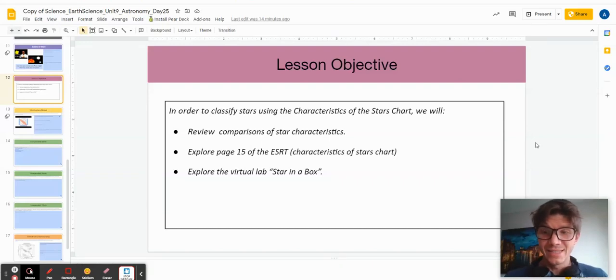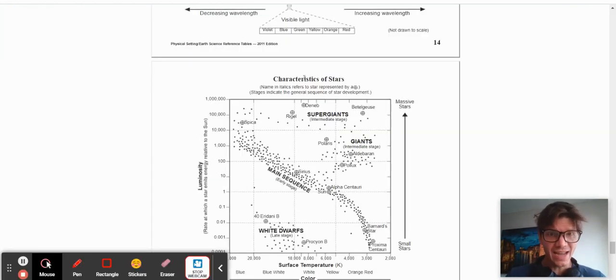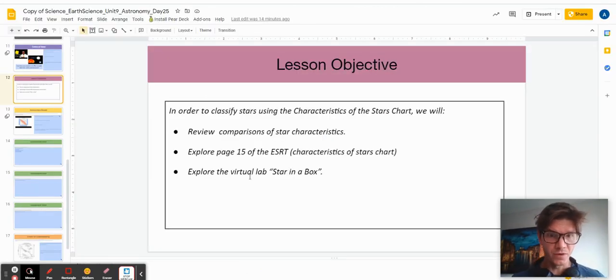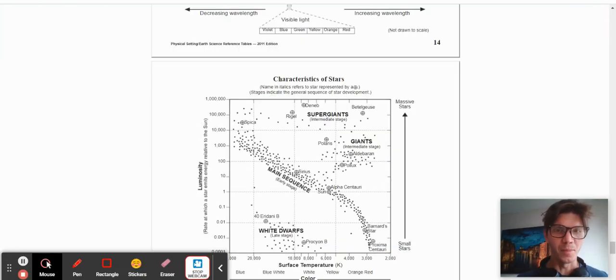Hello everybody, this is Andy Pils on day 25 of our astronomy unit, and in today's lesson we're going to be talking about the Hertzsprung-Russell diagram, which shows the characteristics of stars in the ESRT, and then we're going to be going over the Star in a Box virtual lab, just some of the glitches that I thought existed, and then some of the workarounds around working remotely.